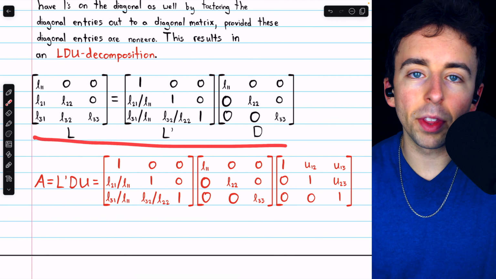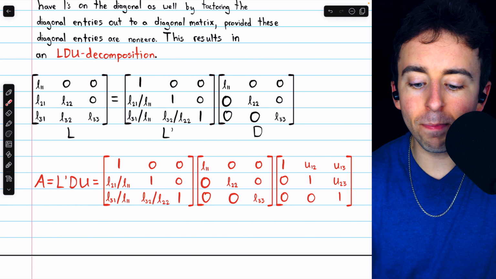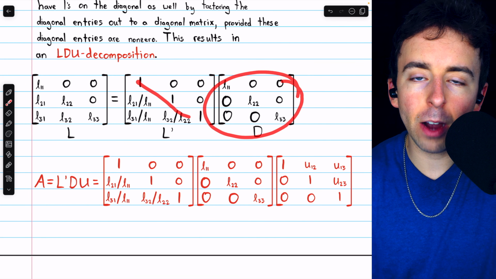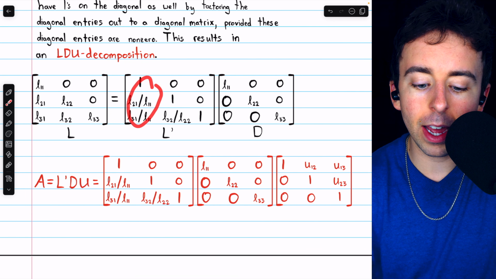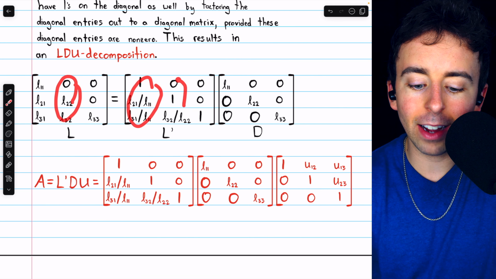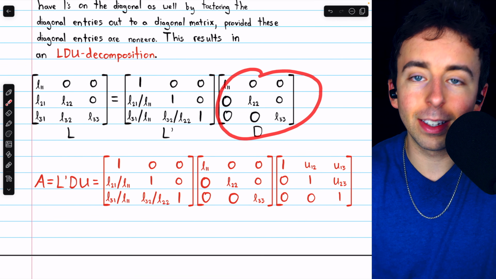And again, this is what that looks like. If we have this lower triangular matrix L, we can pull its diagonal entries out just like that. So again, each column is divided by the diagonal entry in that column. And then, of course, the diagonal entries get their very own diagonal matrix.